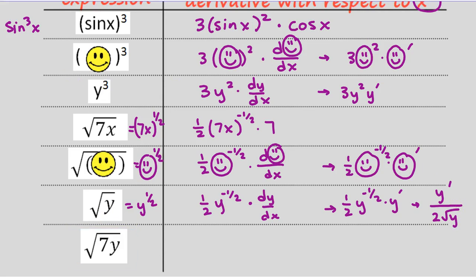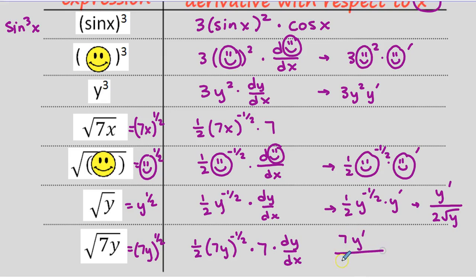And then kind of combining a couple of these together, what if we have the square root of 7y? So this is 7y to the 1/2. So this one actually has 3 layers. The outermost layer is the 1/2 power function. So we have 1/2 times 7y to the negative 1/2 times, then the derivative of the middle layer is 7y, so its derivative would be 7, times, the inside layer is y, and its derivative is dy/dx. So we have altogether 7y prime over 2 square root 7y.